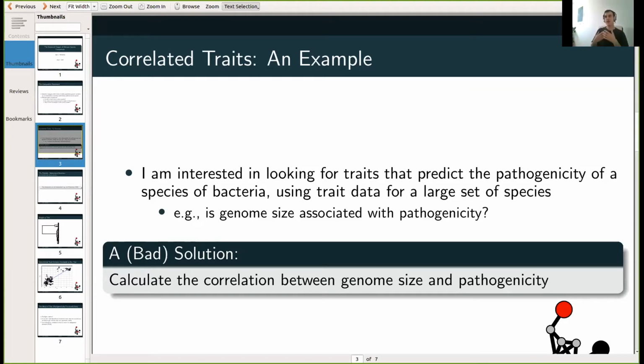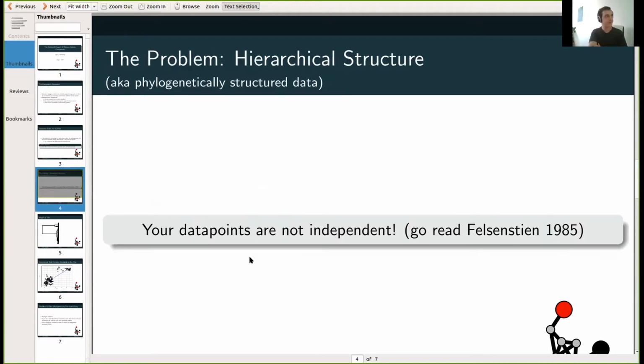A way of testing this hypothesis is to look for a correlation between genome size and pathogenicity across species. If I do that naively, just calculating a correlation or doing a linear regression, that's going to lead to some problems. Statistically, that will be a bad approach, and I want to tell you why and give you an illustrative example. The problem that's going to lead to all of our woes is that there's hierarchical structure to our data, what we're calling phylogenetic structure, because the hierarchical structure is the history of past species interactions. And this means that our data points are not independent.